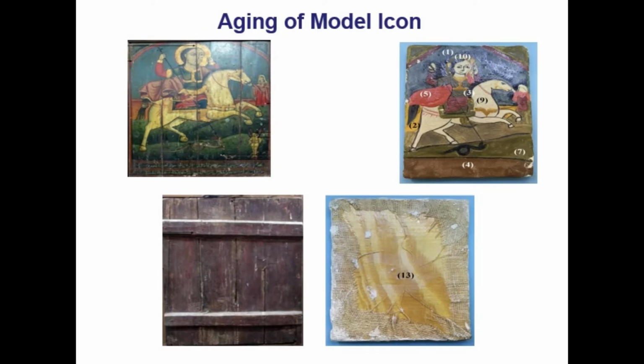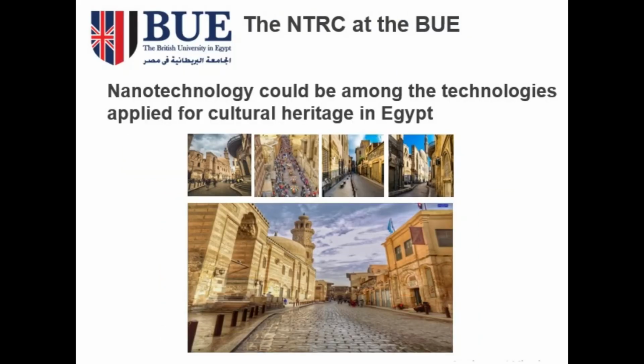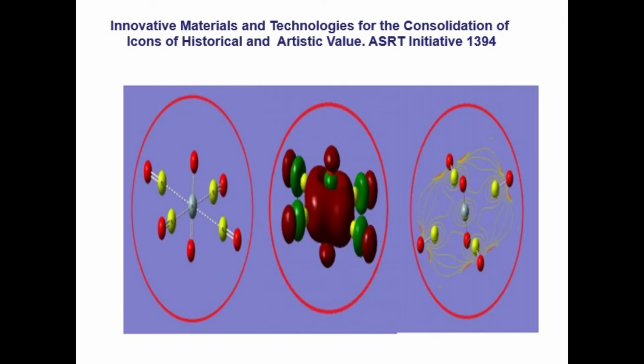Later on, we started to work in the Nanotechnology Research Center at the BUE, and we thought about how we can apply nanotechnology as a technology applied for cultural heritage. It was really something of great importance to apply nanotechnology for the preservation of cultural heritage. And we think that, first of all, if you know the structure, you have to make a model molecule for the structure, and you can have a model icon to study the effect of aging theoretically and experimentally.